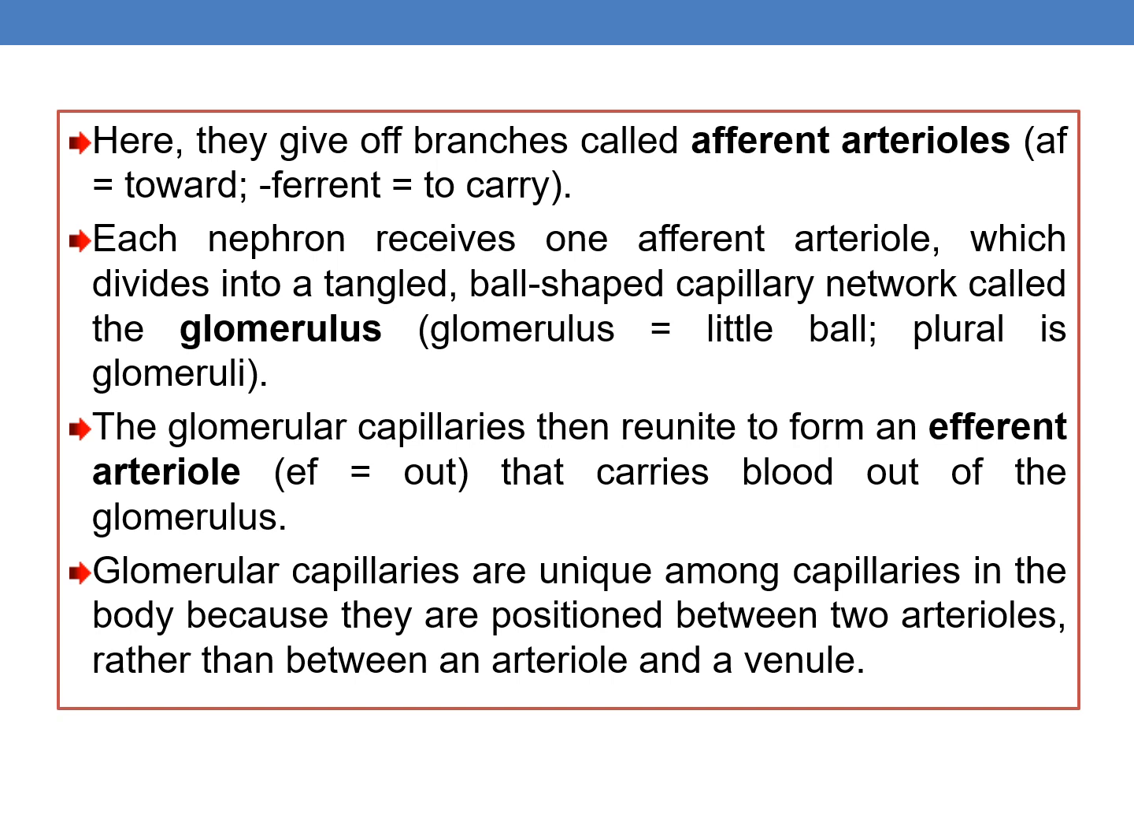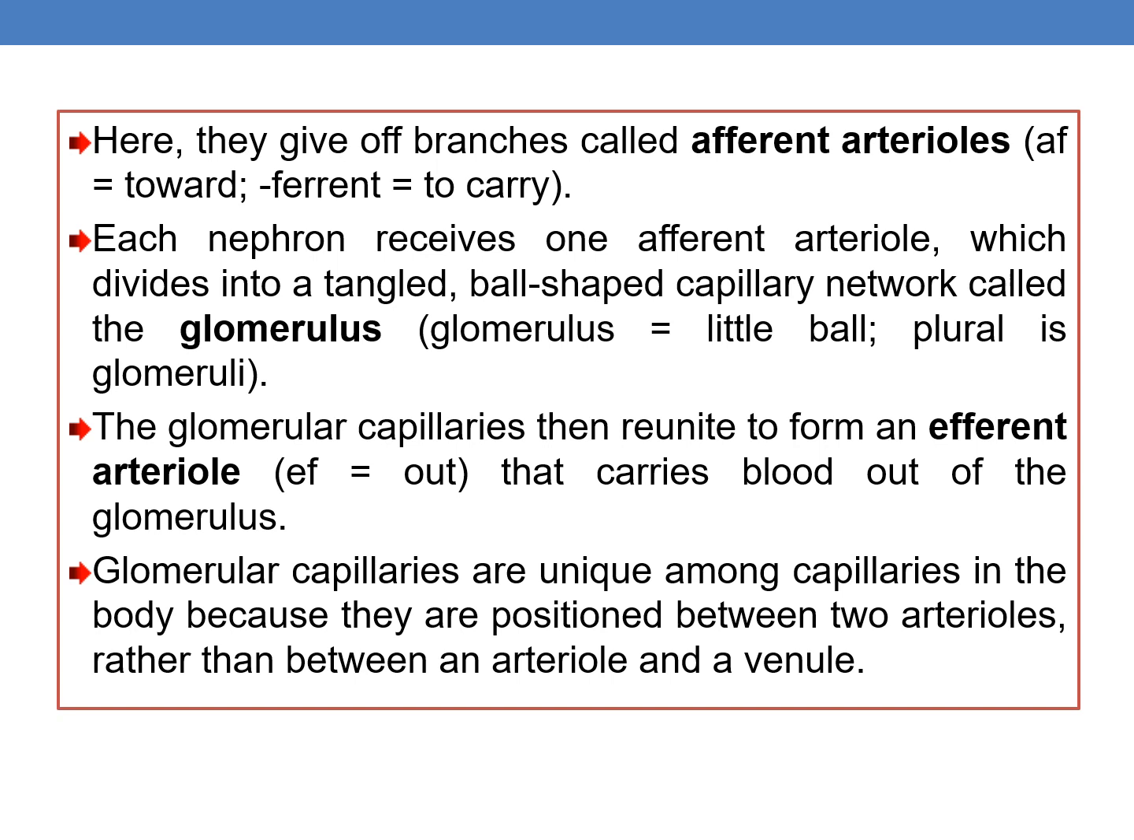Each nephron receives one afferent arteriole, which divides into a tangled ball-shaped capillary network called the glomerulus. The glomerular capillaries then reunite to form the efferent arteriole. Ef means out, that carries the blood out of the glomerulus. The afferent arteriole brings blood into the nephron, and the efferent arteriole carries the blood out of the glomerulus.